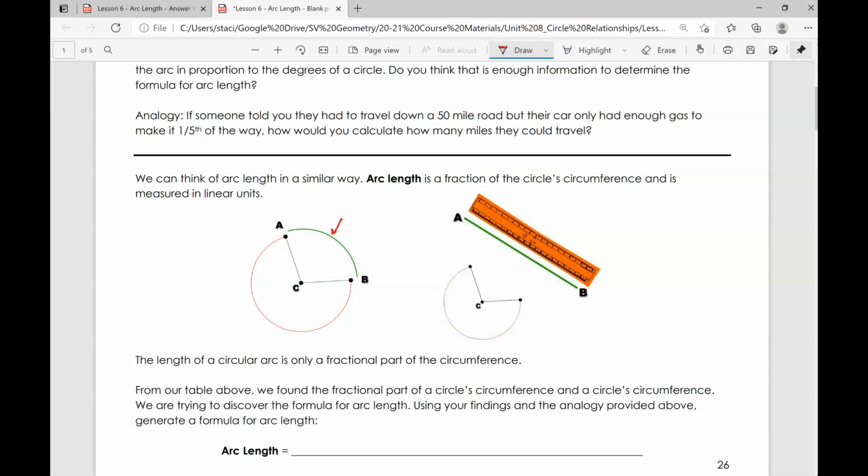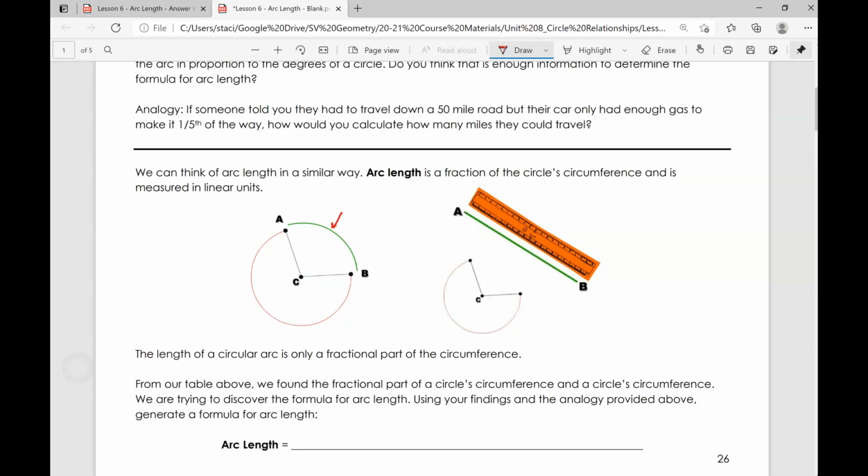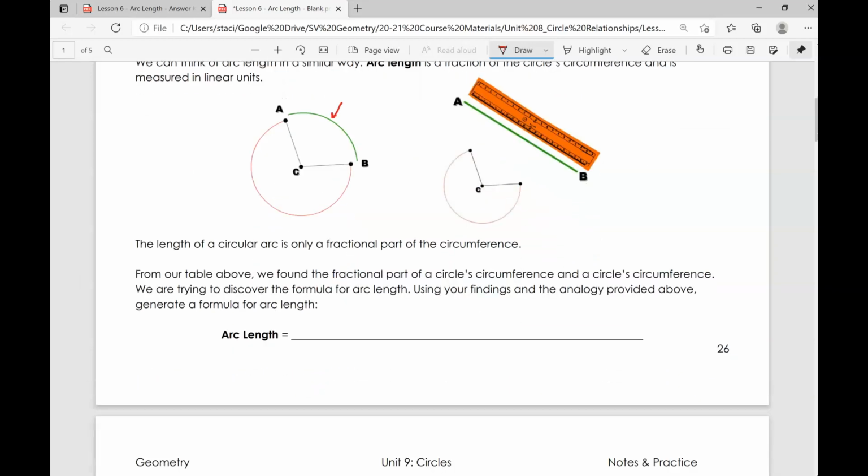However, since we have pictures of circles on our pages, we can't exactly take the arc and flatten it and then use a ruler to measure. And so that's where we have to use a formula. Well, we just discovered that formula. And so if you think about how you would describe to someone how to find arc length, it's just a fraction of the circle times the circumference of the entire circle.